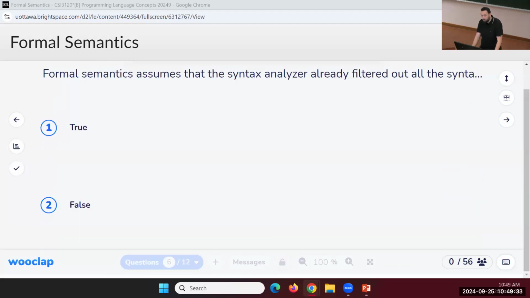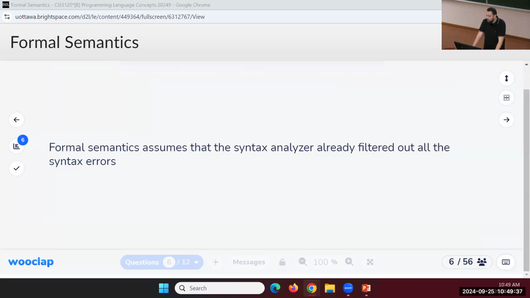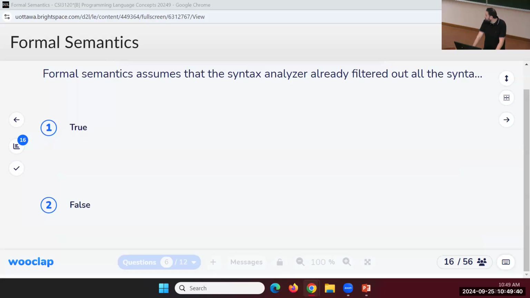Formal semantics assume that the syntax analyzer already filtered out all the syntax errors. Is this true or false?